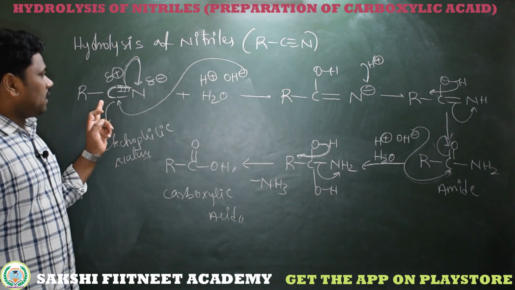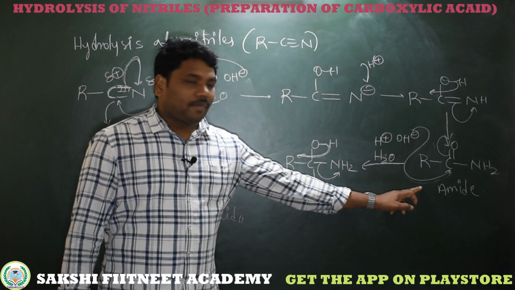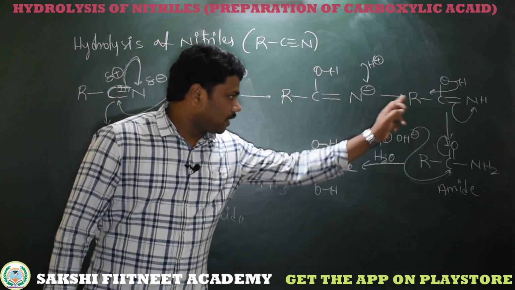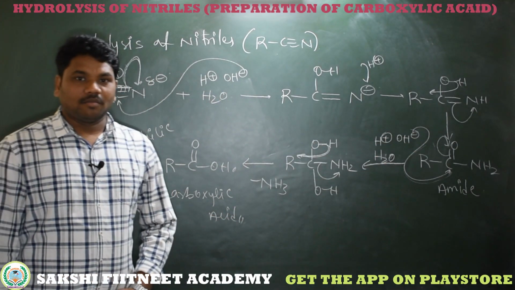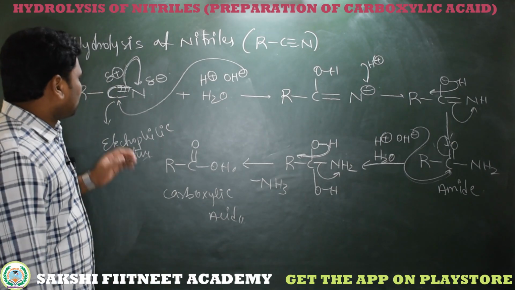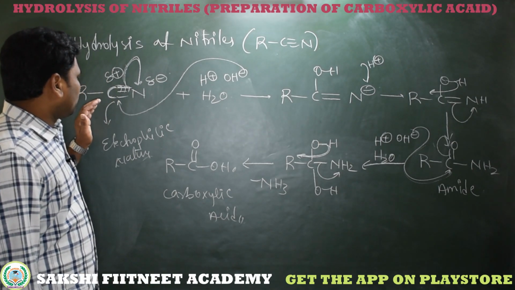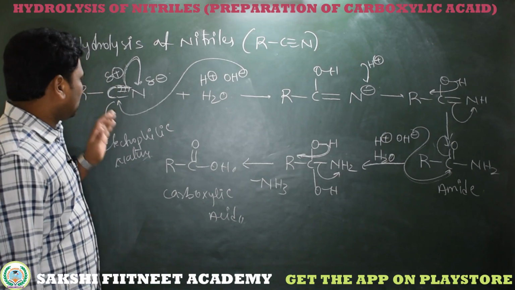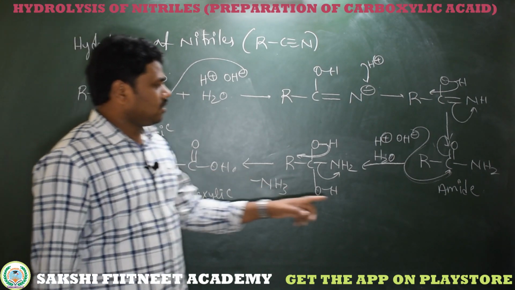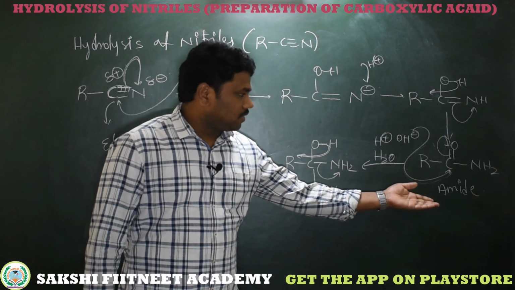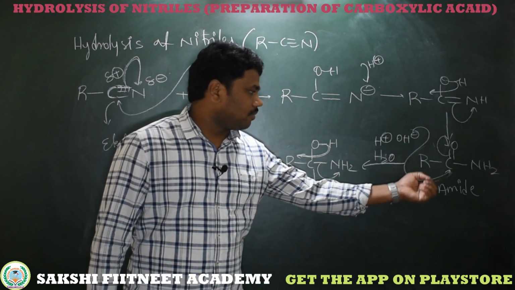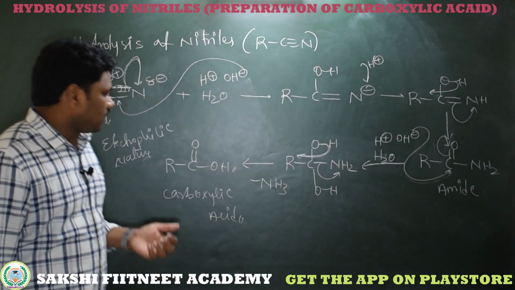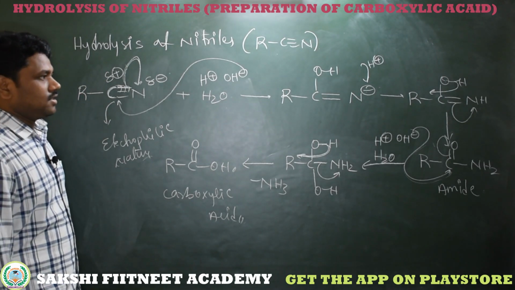So here nitrile to amide is called a partial hydrolysis. Complete conversion of nitrile to carboxylic acid is called a complete hydrolysis. So we can say that on complete hydrolysis of nitrile we will get a carboxylic acid. On partial hydrolysis we will get an amide. This is one of the preparation methods of amide also. On partial hydrolysis of nitrile we can prepare amide. On complete hydrolysis of nitrile we can prepare carboxylic acid.